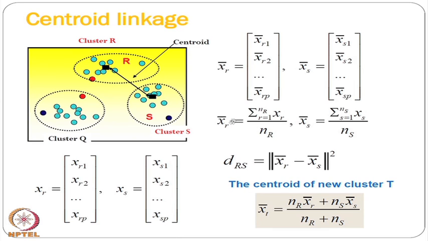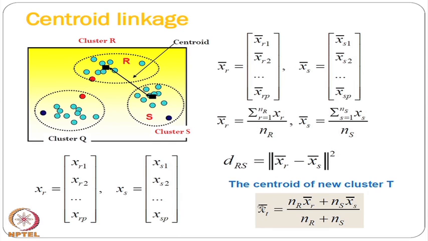Okay. Then you find the distance between xr bar and xs bar, and this will be the norm 2. So, xr bar minus xs bar, that is squared. So, it will be x r1 bar minus xs1 bar squared plus this minus this squared plus this minus this squared, in this sense it will be calculated. Okay. So, this is the distance.